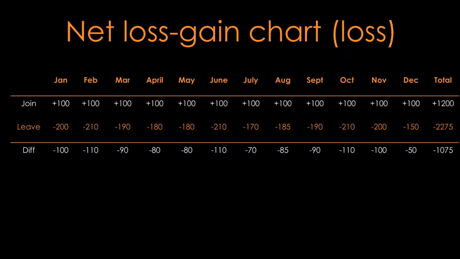This time, there are more leavers than there are joiners. And I've pretty much taken the numbers and just swapped them around. So this time we've joined 1,200, we've lost 2,275. So over the course of the last 12 months, we have a net loss of 1,075.